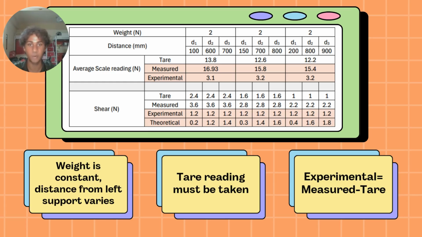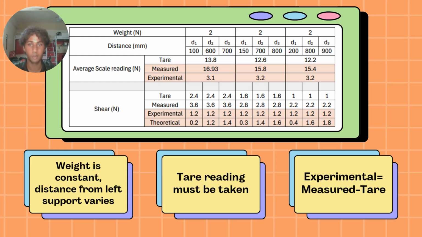Before beginning our experiment, we had to take the tare reading of the scale reading and the shear. The tare reading is the reading of only the load hangers on the beam without any loads on it. After we have taken the tare readings, we can move to the measured readings. The measured readings are the readings of the loads on the load hangers on the beam.